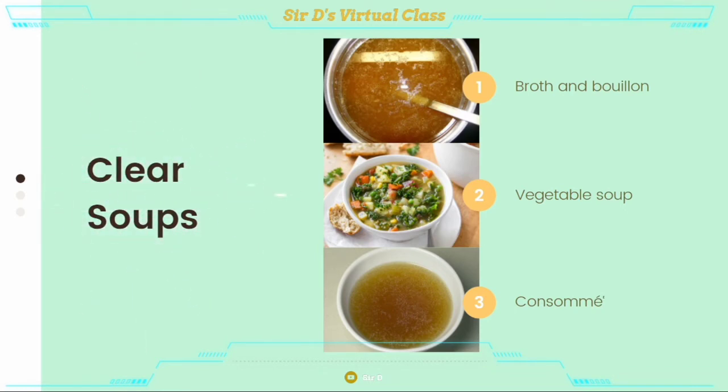Next, under the clear soups, is the vegetable soup. Vegetable soup is clear seasoned stock or broth with the addition of one or more vegetables, meat, or poultry. Third, we have consommé. It is a rich, flavorful stock or broth that has been clarified to make it perfectly clear and transparent.